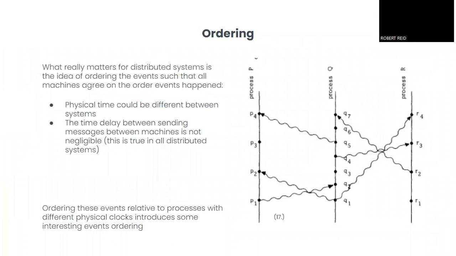This brings us to the idea of ordering. What really matters for distributed systems is the idea that all events need to be agreed on in the order that they happened. Physical time between the systems could introduce time delays that are not negligible, and the clocks could be desynced amongst the system. So what really matters is the order in which the events happened overall, relative to each other.